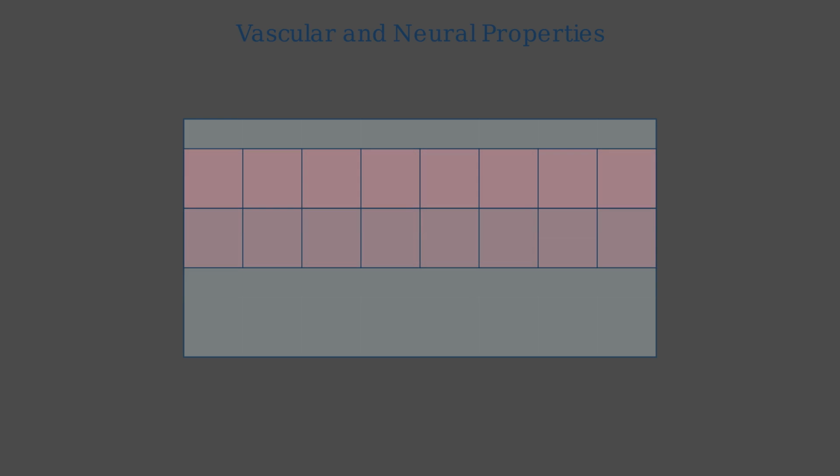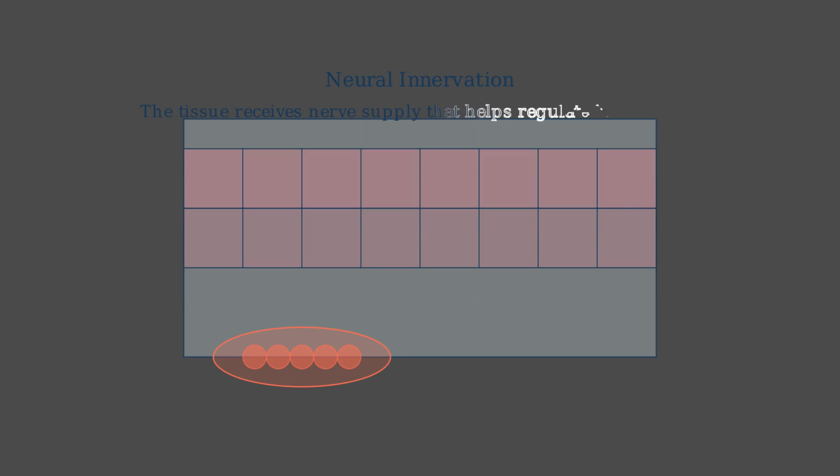Section 6. Vascular and neural properties of stratified cuboidal epithelium. An important characteristic of stratified cuboidal epithelium is related to its blood supply and nervous system connection. This epithelial tissue is avascular, meaning it lacks its own blood vessels. Blood vessels are present only in the underlying tissue. However, stratified cuboidal epithelium is innervated, receiving nerve supply that helps regulate its functions. These nerve fibers extend from deeper tissues to the epithelial cells.